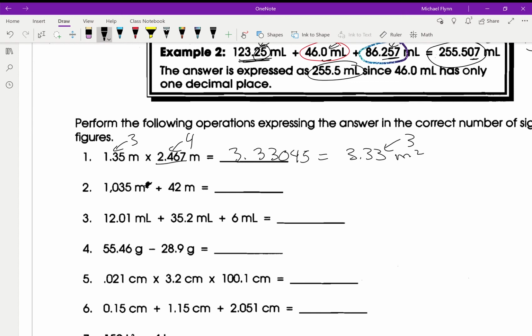So this number here, it's adding, right? Now they both have no decimal places. So in this case, because we're adding and subtracting, 1035 plus 42 is 1077, and all of those digits would be significant, and meters would be your answer. Hopefully that makes sense to you.